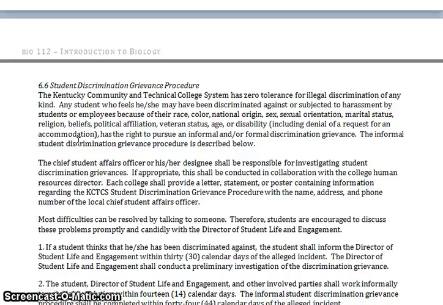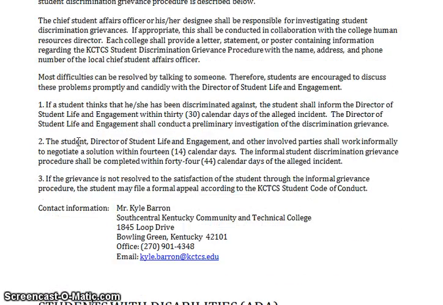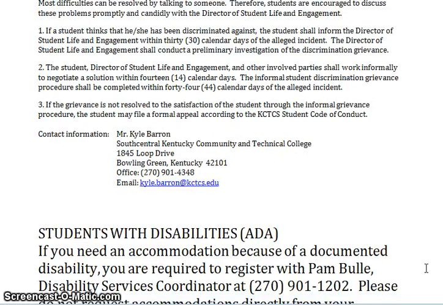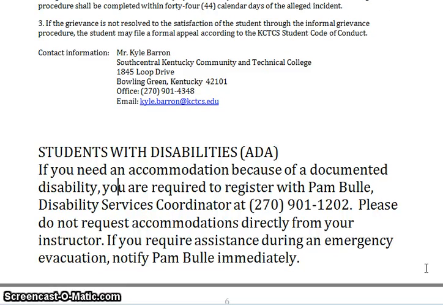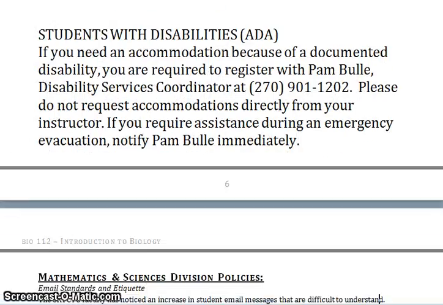If you feel that you have been discriminated against in some way, please go to Mr. Kyle Barron. His contact information is there. Students with ADA, if you have some sort of documented disability, you need to go see Pam Bull. Her number is there. I will treat everyone exactly the same unless you've been approved for different procedures like extended testing time through disability services.